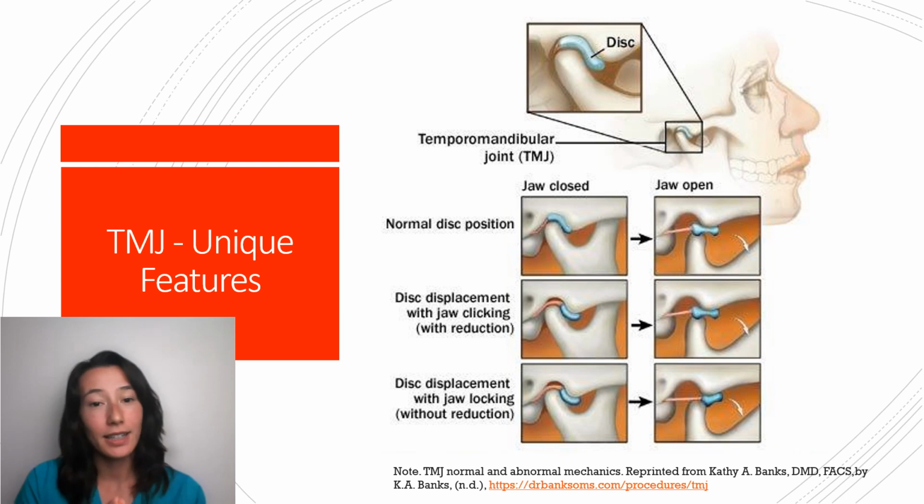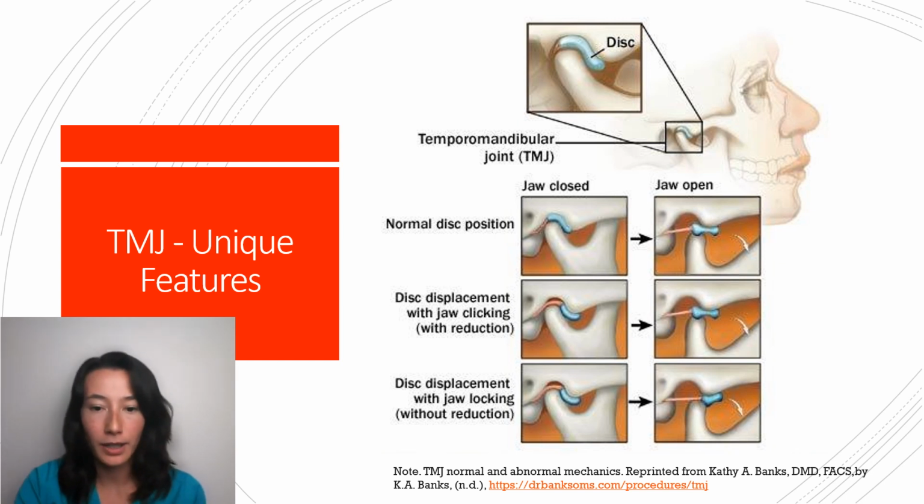Even though this slide says unique features, understand that all other body regions have unique features as well, okay? With respect to the TMJ, some unique features include the articular disc, along with the hyoid bone and its associated infrahyoid and suprahyoid muscles. So let's talk about the articular disc. The articular disc is an extension of the joint capsule that sits between the temporal bone and the mandibular condyle.